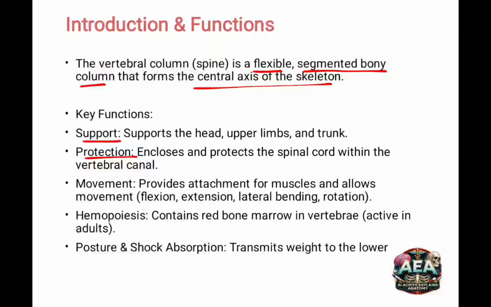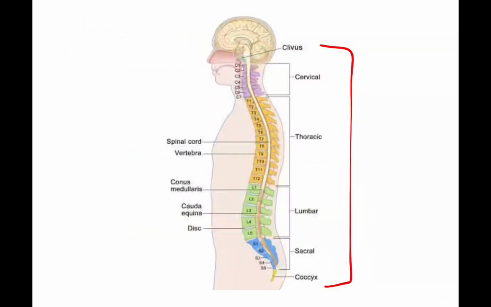Protection: it encloses the spinal cord and protects it within the vertebral canal. It provides movement, due to its ability to provide a site for attachment of muscles, and allows movements like flexion, extension, lateral bending, and rotation. It serves hemopoiesis, because it contains the red bone marrow, so it helps in synthesis of blood cells. And posture and shock absorption: it helps to transmit the weight of the body to the lower limb. So we are going to look at the vertebral column, and the cervical, thoracic, lumbar, sacral, and coccygeal vertebrae.